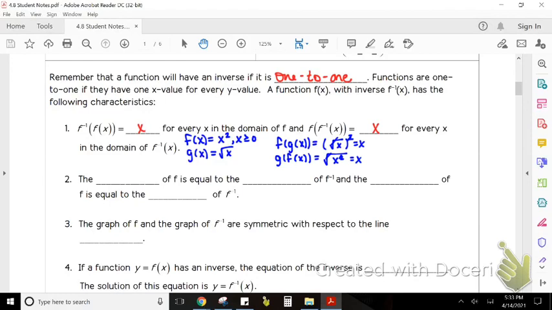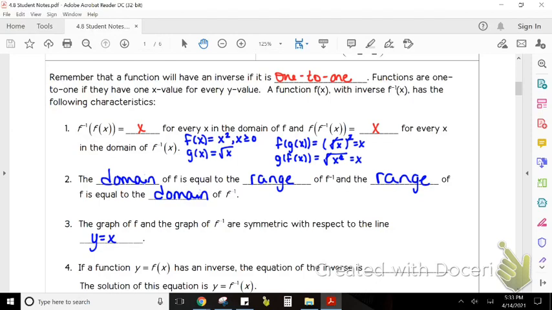Now, remember the big thing about inverses is your x and y values are going to switch. And so if the x and y values switch, that means the domain and the range will also switch. So the domain of f is equal to the range of the inverse of f, and the range of f is equal to the domain of the inverse of f. The graph of f and the inverse of f are symmetric with respect to the line y equals x.